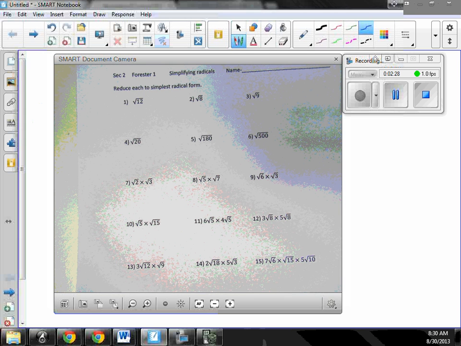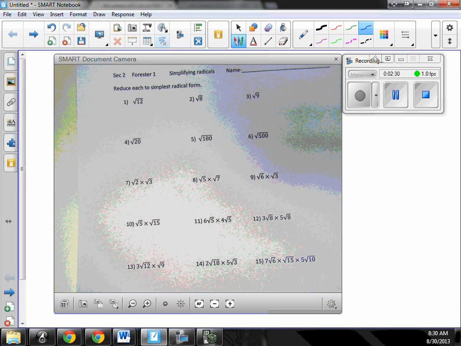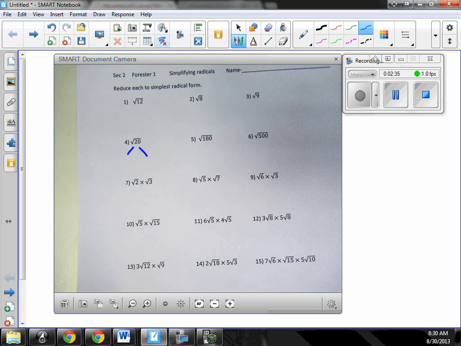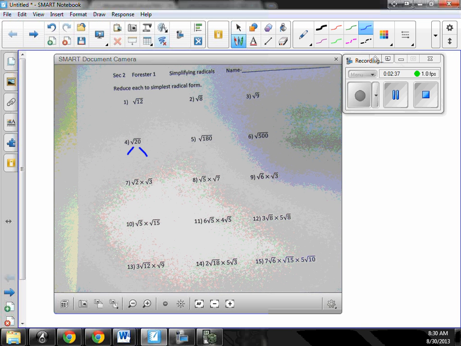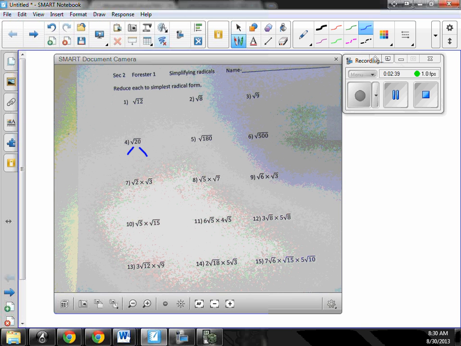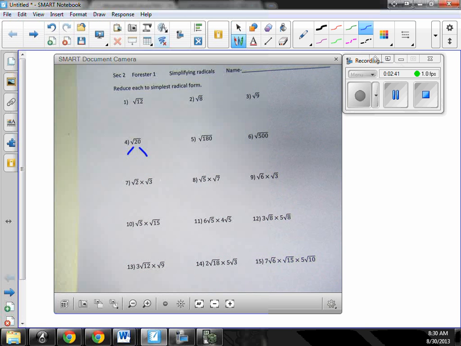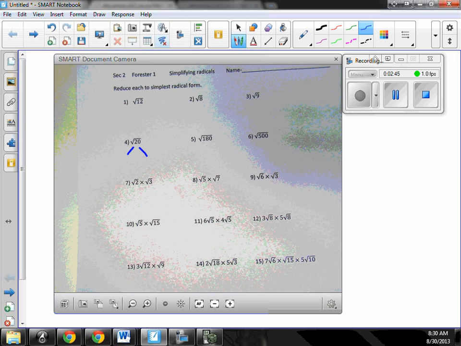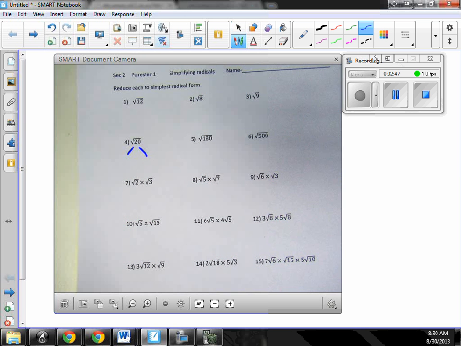Number 4. Can anybody look at number 4 and figure out what we want to pull out without factoring it? We're looking for a perfect square. What is the biggest perfect square that goes into 20? 4. Why?